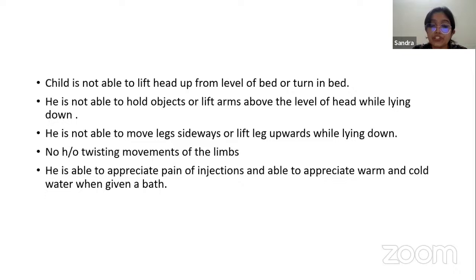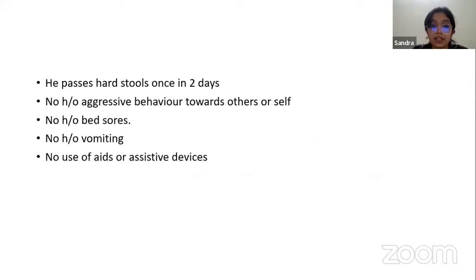He is able to appreciate the pain of injections and able to appreciate warm and cold water when given a bath. He passes hard stools once in 2 days. No history of aggressive behavior towards others or self. No history of bed sores. No history of vomiting. No use of aids or assistive devices.